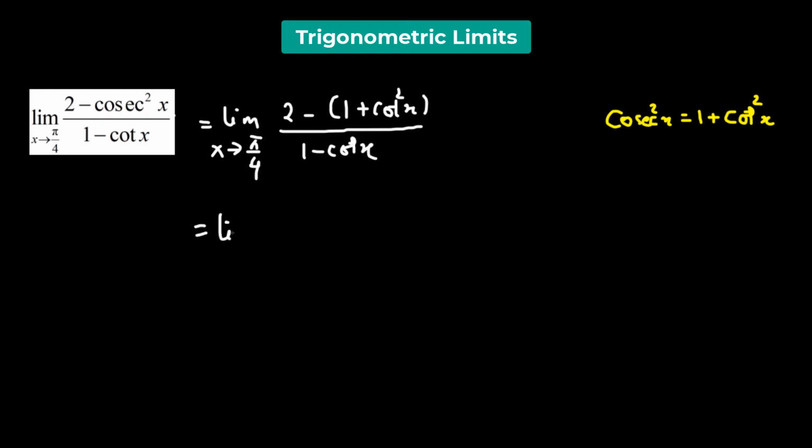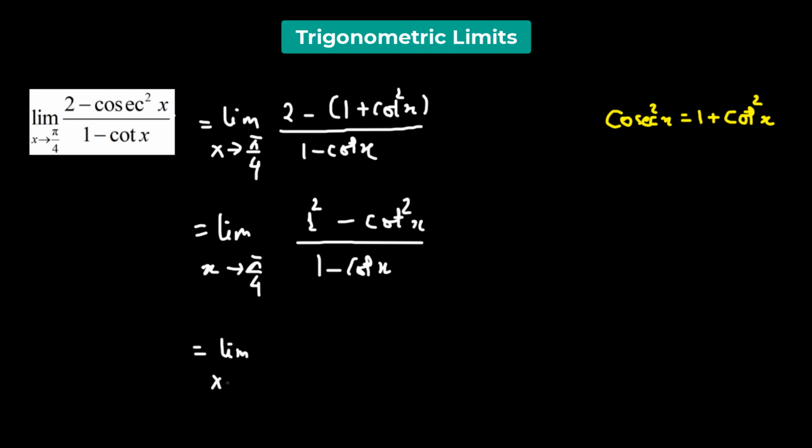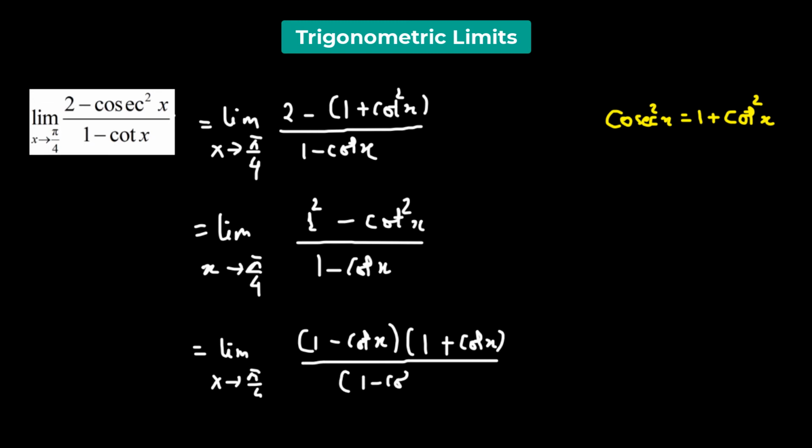So that is going to give us the limit x approaching pi over 4. So we have 2 minus 1, so that will be 1, and we have a negative cot squared x divided by 1 minus cot of x. So we have 1 squared minus cot squared x in the numerator. So that becomes an identity which can be expanded as limit x tending to pi over 4, 1 minus cot of x times 1 plus cot of x divided by 1 minus cot of x.